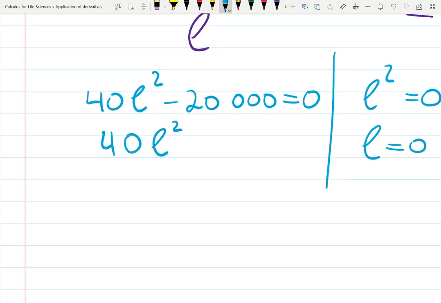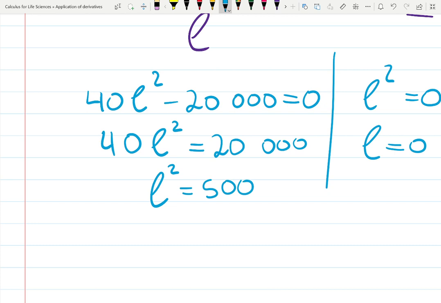Isolate the unknown. That's how I usually explain. So 40L squared, I'll keep it on one side. Divide by 40. L squared will be 20 over 40, well, 20 thousandths over 40 is 500, yeah? 500. 5 times 4 is 20. Then L will be the square root of 500, yes or no?